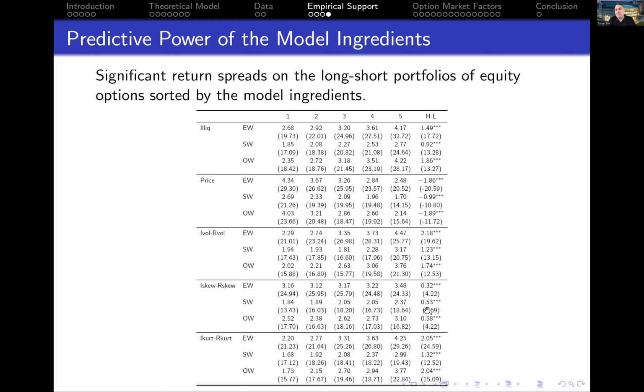But if you look at the relative magnitudes of these return spreads, the skewness spread is relatively weaker compared to the others, all right? Still economically sizable. But for option sort portfolios, it is smaller, but it is still statistically significant, all right?